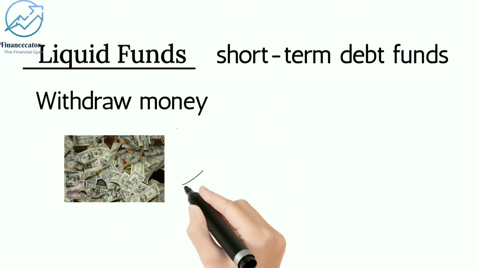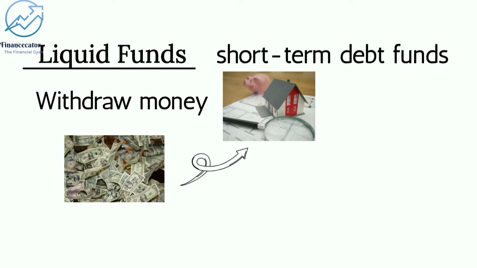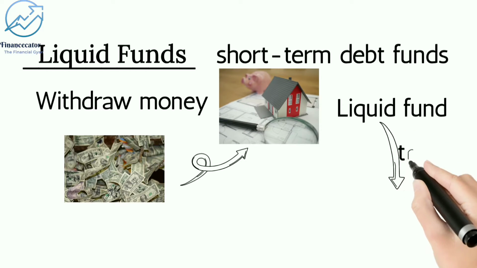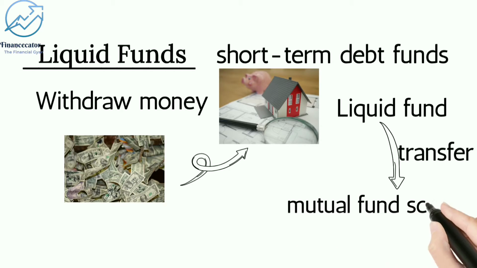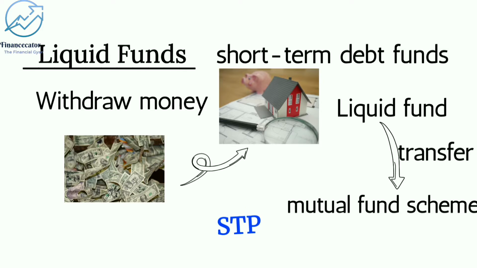If you have lump sum cash with you and want to invest in a mutual fund, then first invest in a liquid fund. Then you can transfer a small amount at a specific time into your desired mutual fund scheme. For this, STP is used. The best part is a liquid fund can give a higher return than a bank FD.